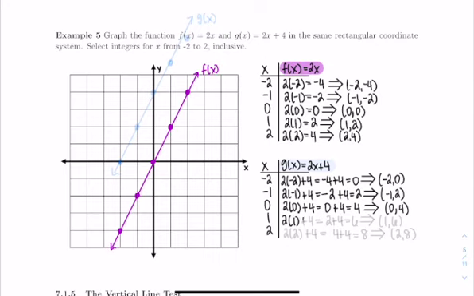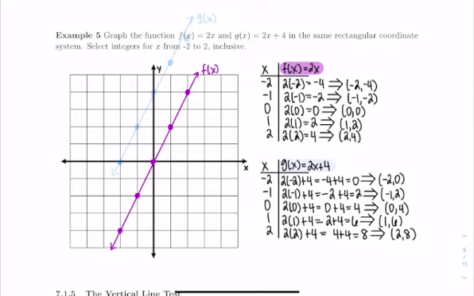We have 2 times 1 plus 4, or 2 plus 4, which is 6. And so we get the point 1, 6. And then we have 2 times 2 plus 4, which is 4 plus 4, or 8. And so we end up getting 2, 8.